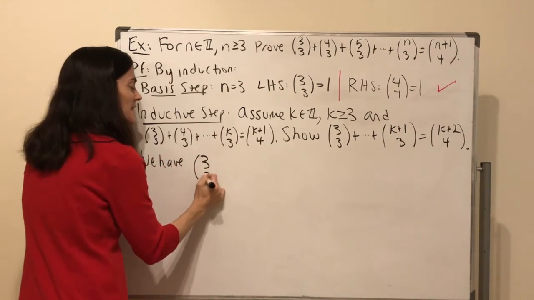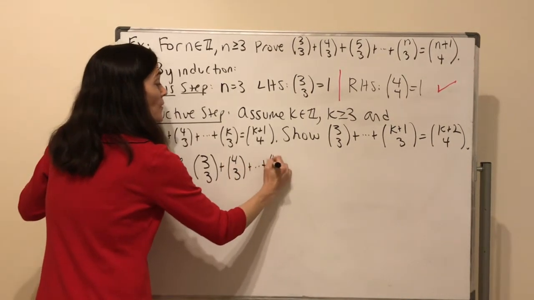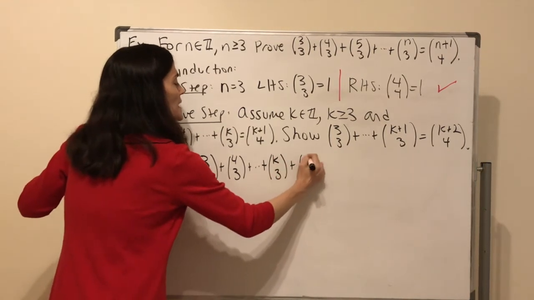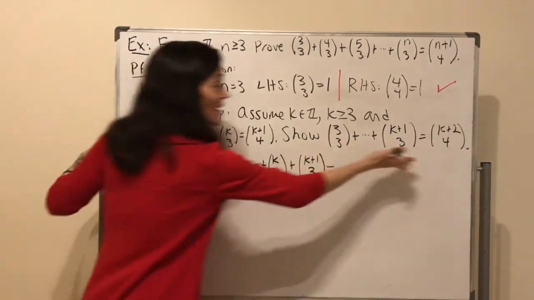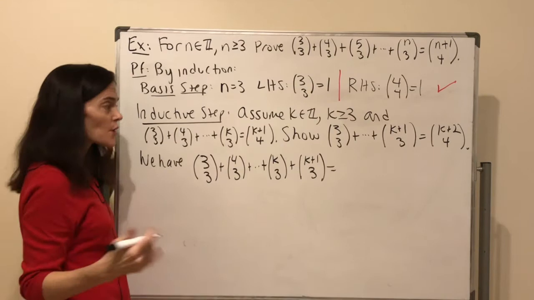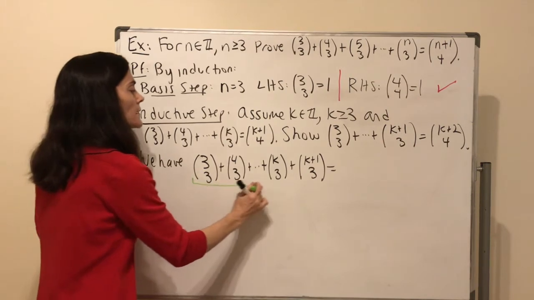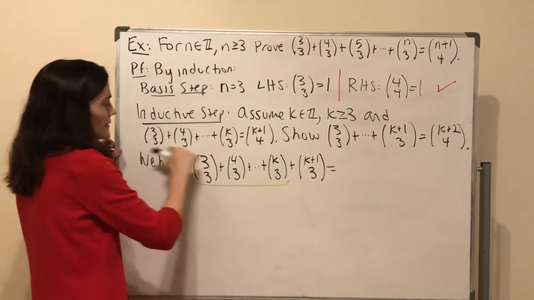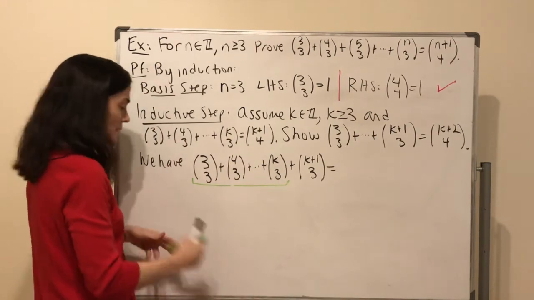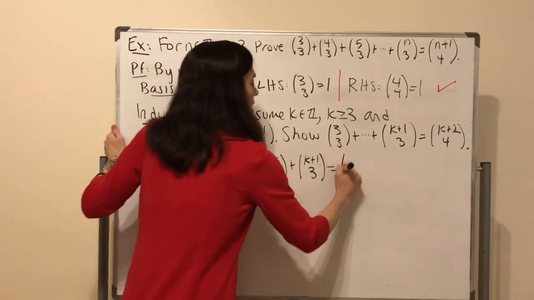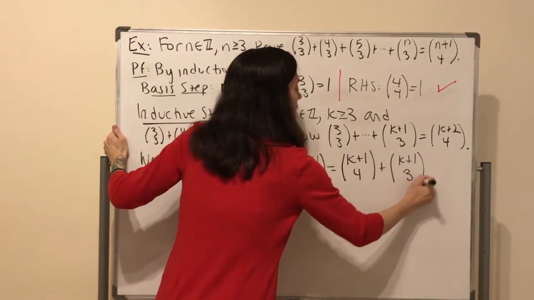We have this 3 choose 3 plus 4 choose 3. Well, the one right before it is k choose 3, and then we have k plus 1 choose 3. So this is the left-hand side of this that I'm trying to show. Now, here is where we use our inductive hypothesis, because this part is here. And so these terms add up to k plus 1 choose 4. So this underlined in green is k plus 1 choose 4, and then we just recopy this one term.